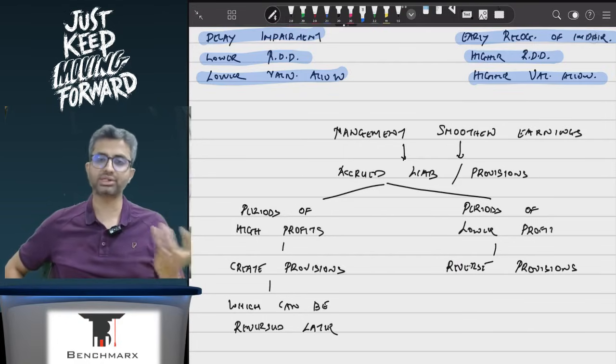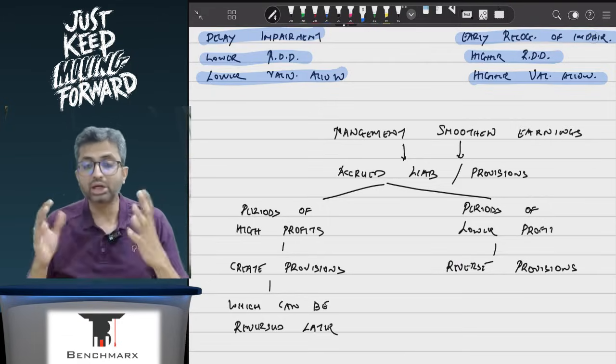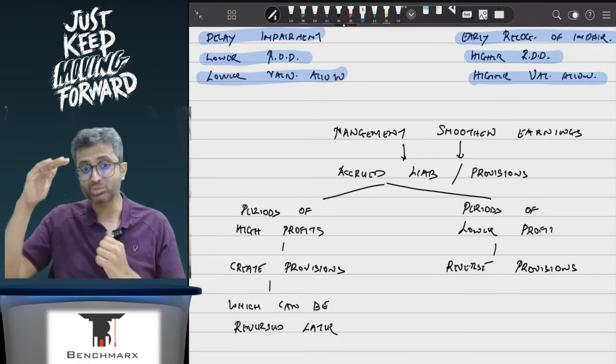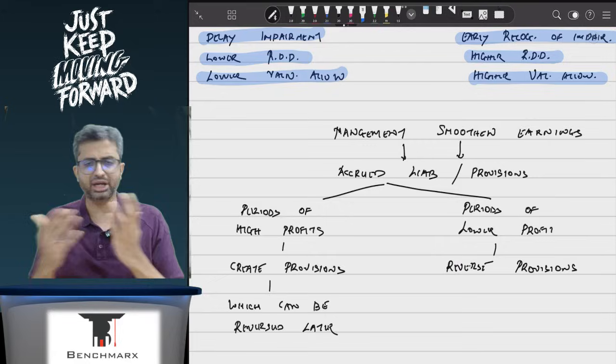I will think that, oh, this expense is not going to happen. So provision account debit to P&L. So that way, in the year when there was higher profit, I smoothened and thereby I reduced the profit. That is not fair. That is not correct. But nevertheless, I did that.